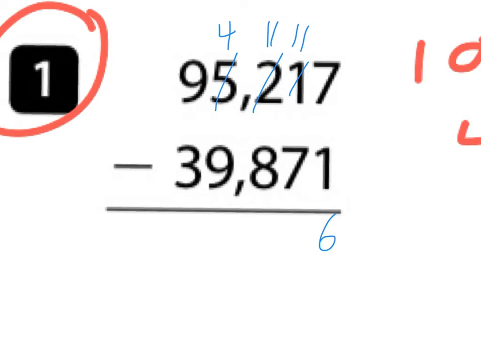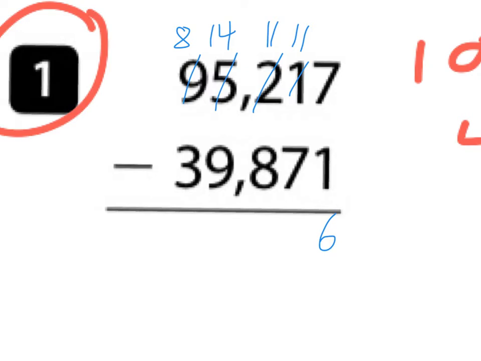Thousands place, we still cannot do that because the top number is smaller than the bottom number. That's the main thing: your top number always has to be larger. This is larger than 8. 11 is larger than 7. 7 is larger than 1. So 4 is not larger than 9. So we have to take 1 from the 10,000s place. We'll change that to an 8. And so we bring 1 10,000 over here, which is 10 thousands. So that will change to a 14. Now all of our top numbers are larger than our bottom numbers.